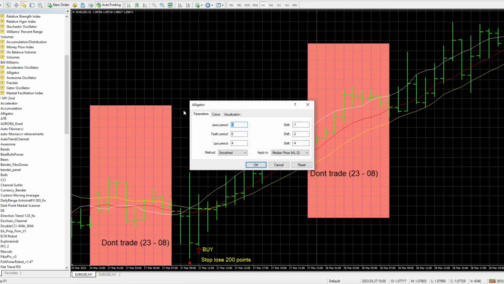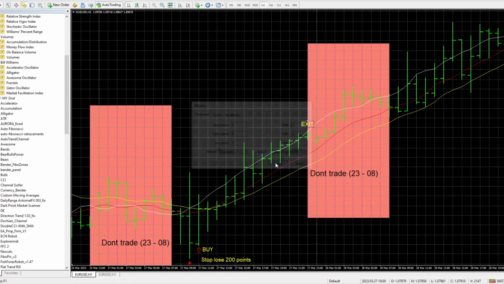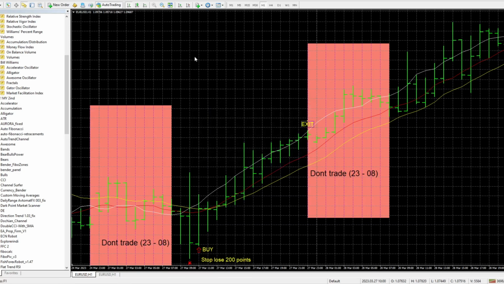You can adjust the colors as you want from the color section. But the most important part is the parameters part. You should make the values here the same and press OK. I'm canceling because mine is already set. We are on the 1-hour chart and the EUR/USD pair.